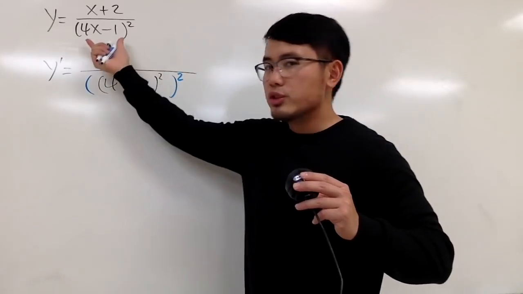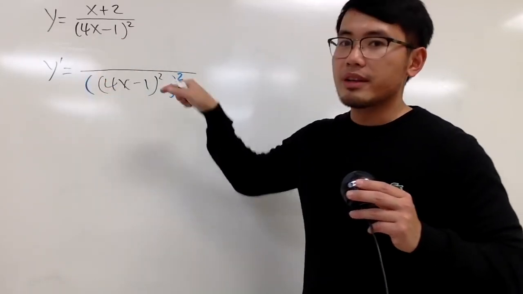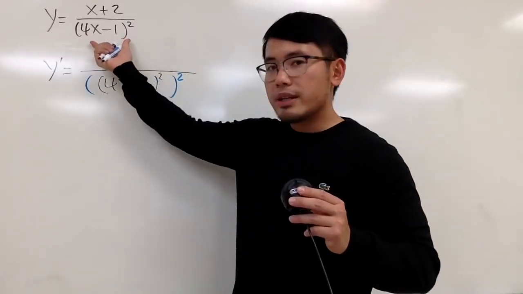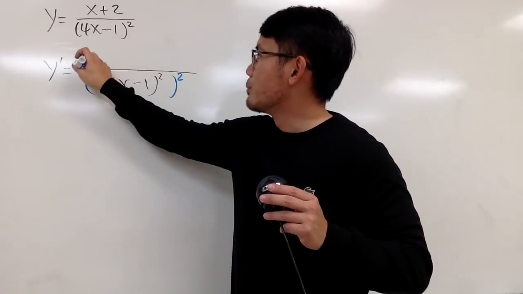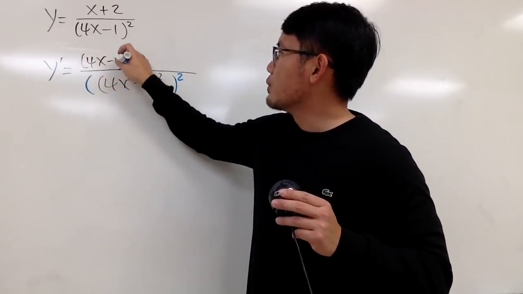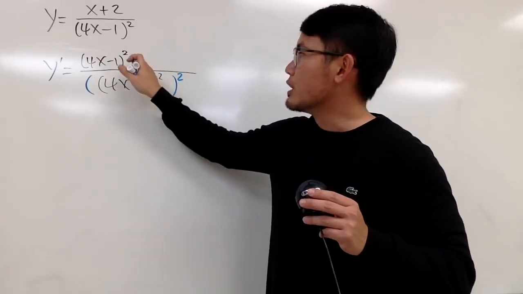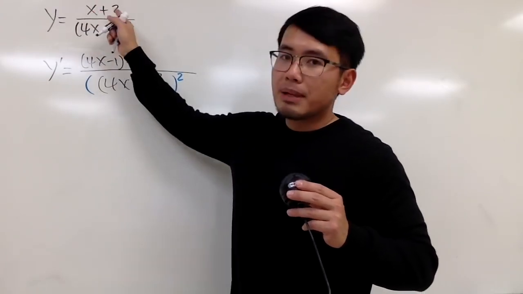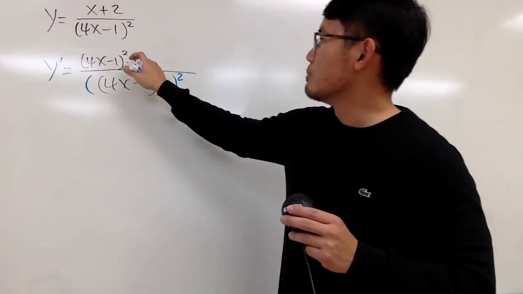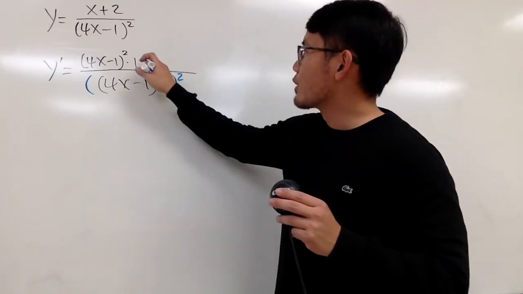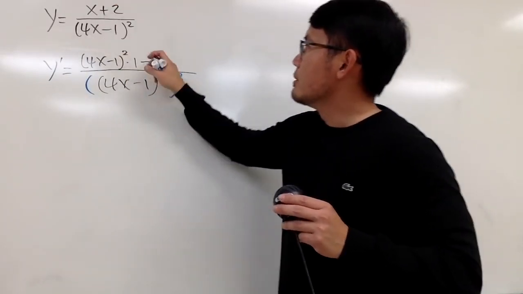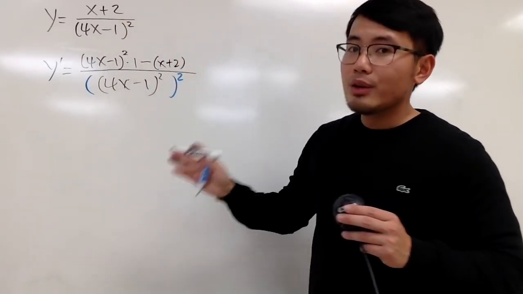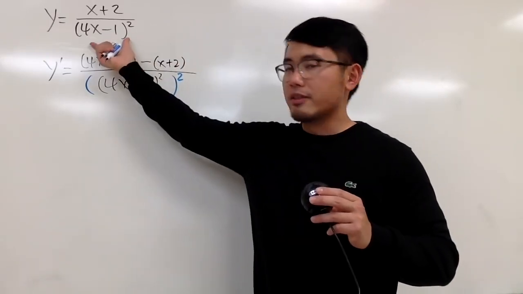So this square is from the original, and then the quotient rule says we have to square the denominator, so that's what we have. Then, on the top, you are going to just write down the bottom function, namely, you have the parentheses 4x minus 1 to the second power, and then you multiply by the derivative of the top function. The derivative of x plus 2 is just 1, so you multiply by 1 right here. And then you are going to subtract the top function, and because it has 2 terms, be sure you put it in parentheses. And then you are going to multiply by the derivative of the bottom function.